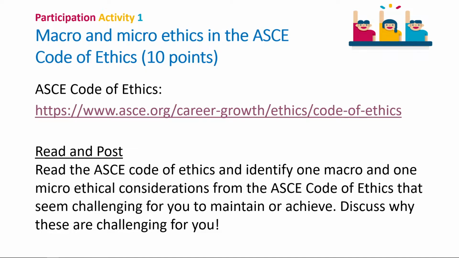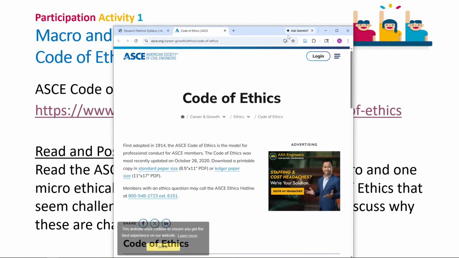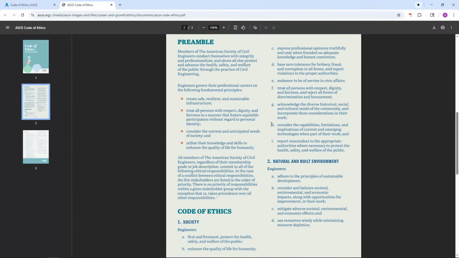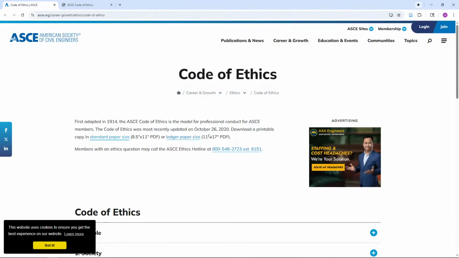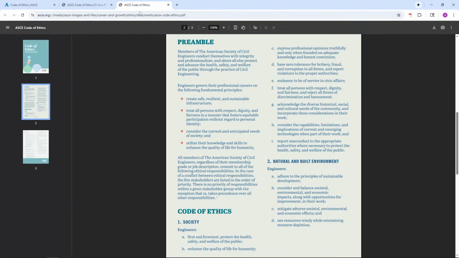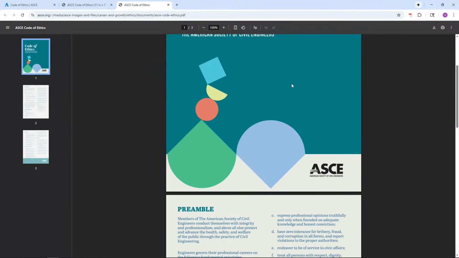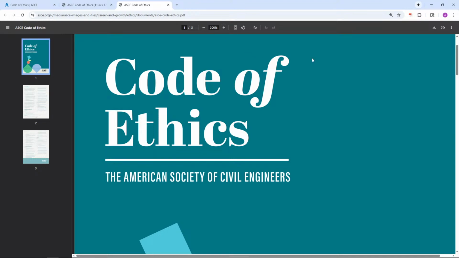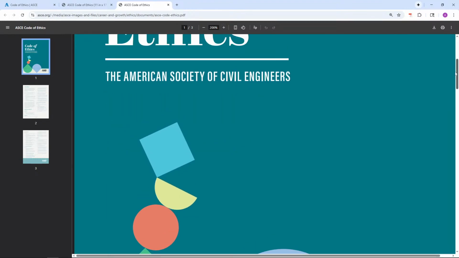If we open this here, you can find it in different formats. This is a standard paper size format, and in this format it is just one page. So let's look. I think this is clearer here. I think it's useful to look at it in this context.